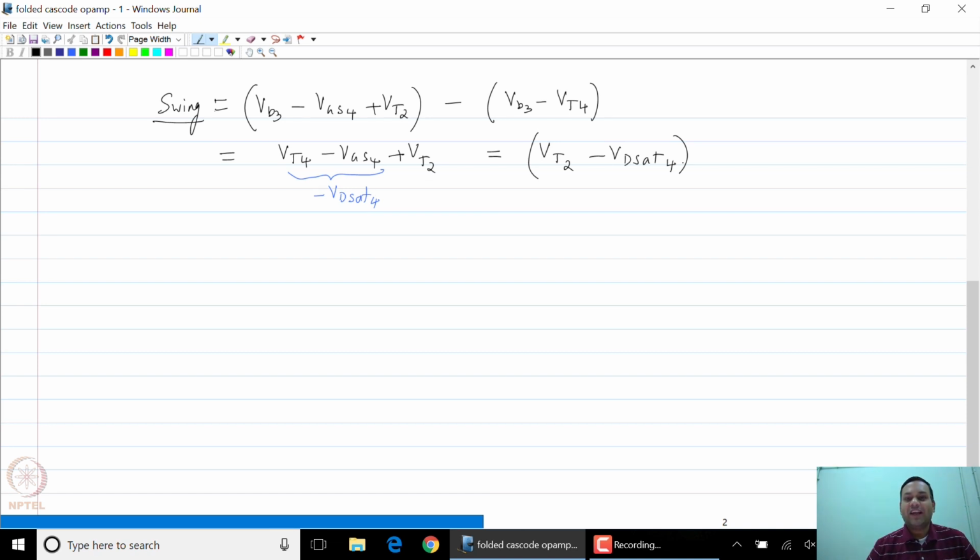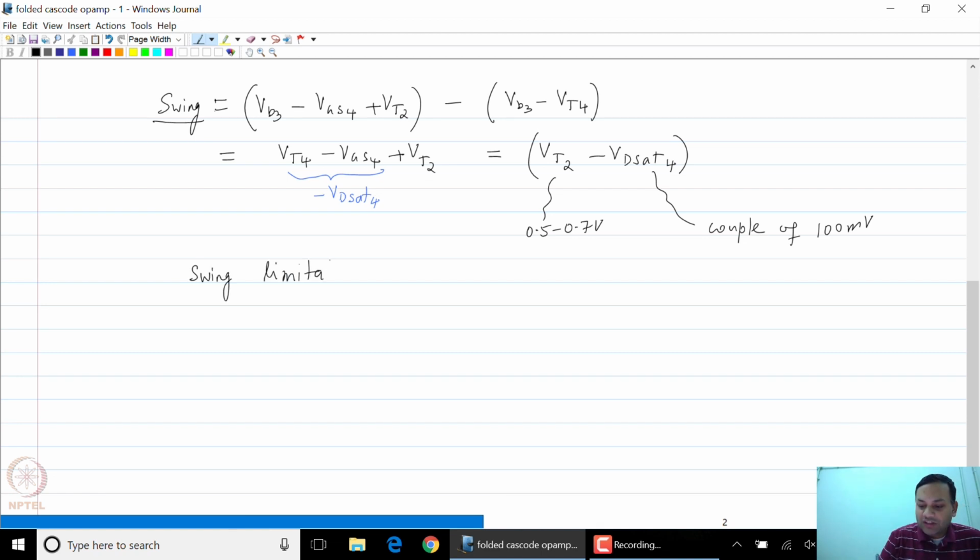As you know by now, for typical values of transistors, this may be a few hundred millivolts, let us say 0.5 to 0.7 volts. And we know that this is of the order of a couple of hundred millivolts. So you can see that this swing limit is completely independent of the supply, and this is only of the order of maybe half a volt or so, irrespective of how large a supply you can get. So there is a strong swing limitation in unity gain feedback.